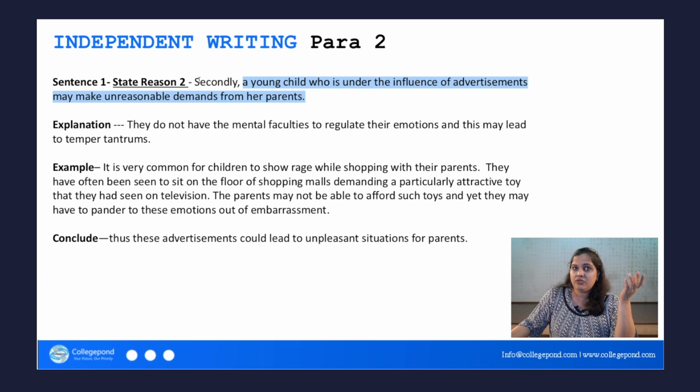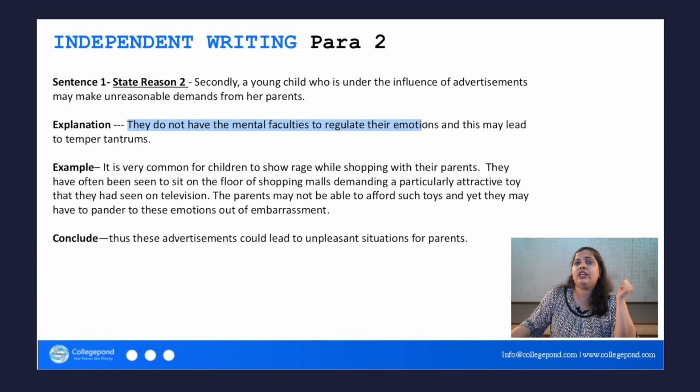Now, just because you state the reason, your job is not done. You have to now explain this as well. Why do they make unreasonable demands? That's because they do not have the mental faculties to regulate their emotions. Now we are talking about a different thing here, right? Advertisements play with the emotions of the children, and these children simply are not capable of dealing with that. And this may lead to temper tantrums.